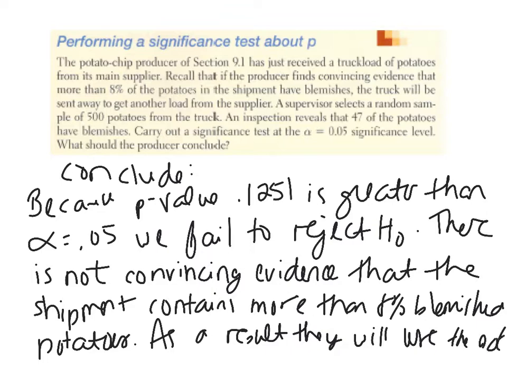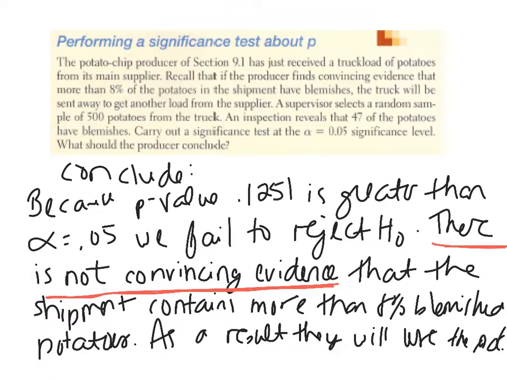They will use the potatoes. Okay, but they will use that shipment to make chips. What you cannot do is say anything that implies that you believe that the alternative, or that the null hypothesis, is true. This is how you word it. There is not convincing evidence.